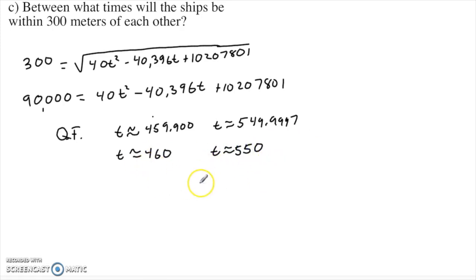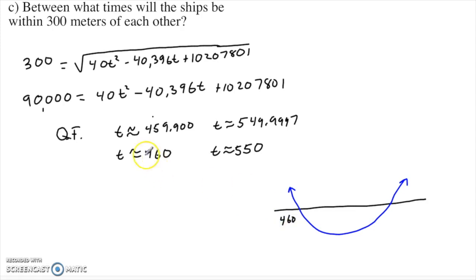So in between these two times, what's going on? Well, remember, the distance is given by a quadratic with a positive leading coefficient. So if we were to think about the graph of this quadratic, it's going to open up, right? What did we just find when we found these two values of t? We found the points when at time 460 approximately and time 550 the ships are 300 meters apart, and the rest of the time, of course, they'll be greater than 300 meters apart.